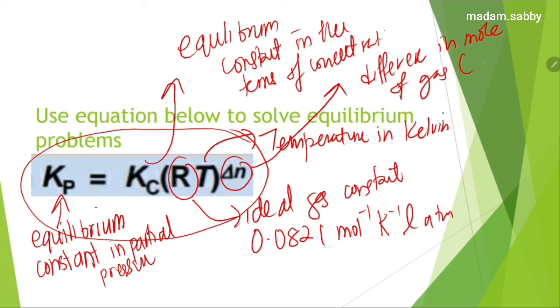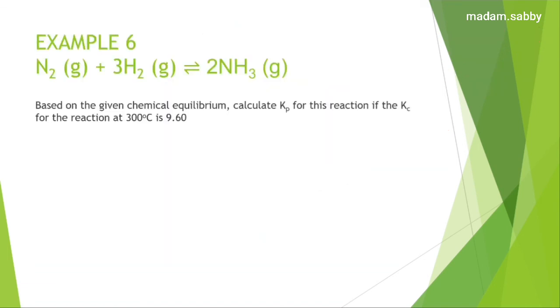Okay, so delta N is N products minus N reactants. N represents the number of moles, and the number of moles here is for the gas components only. So here I have my nitrogen reacting with my hydrogen to form ammonia. This one is the Haber process. So Kp equals Kc RT to the power of delta N.